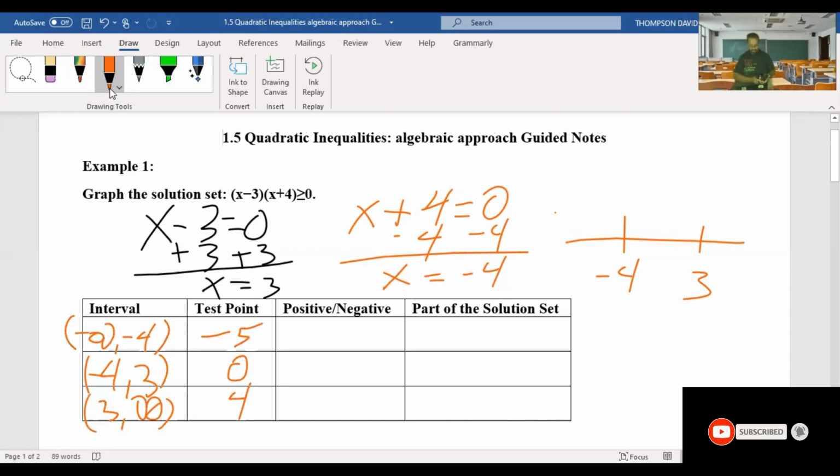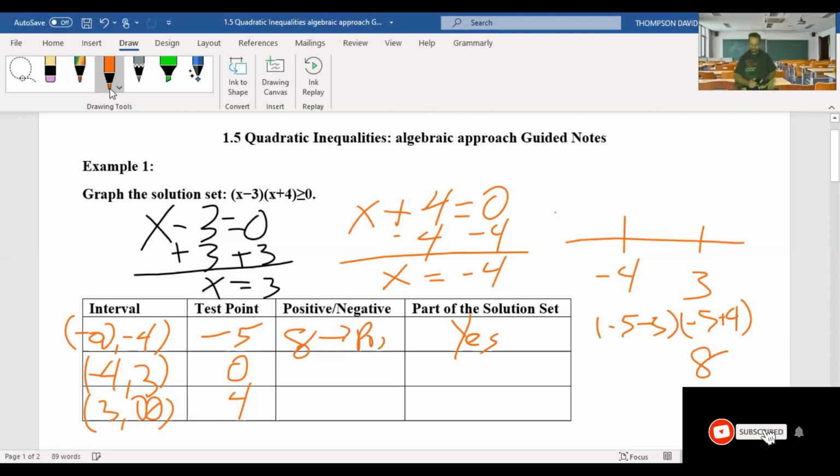I'll do the work on the side. Negative 5 minus 3 and negative 5 plus 4 gives me an answer of 8, which is positive. Anything positive is greater than or equal to 0, so this is part of the solution set.